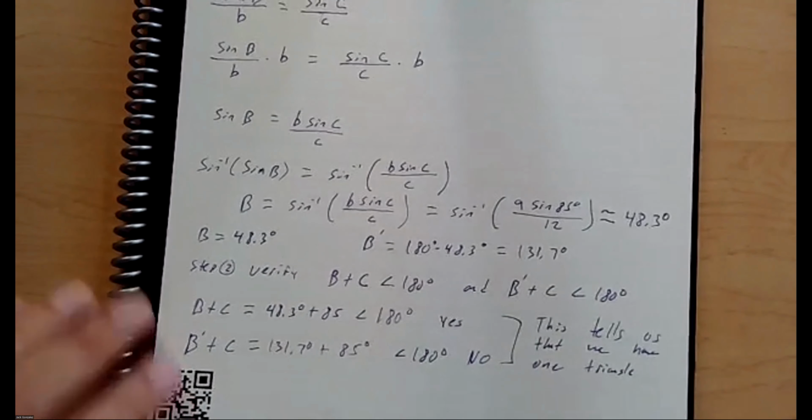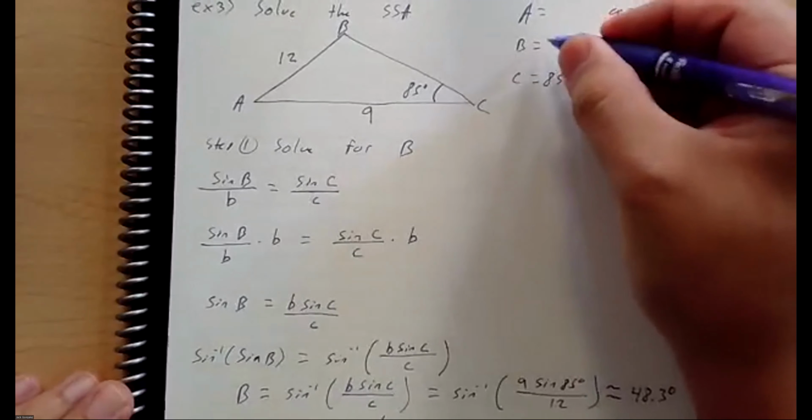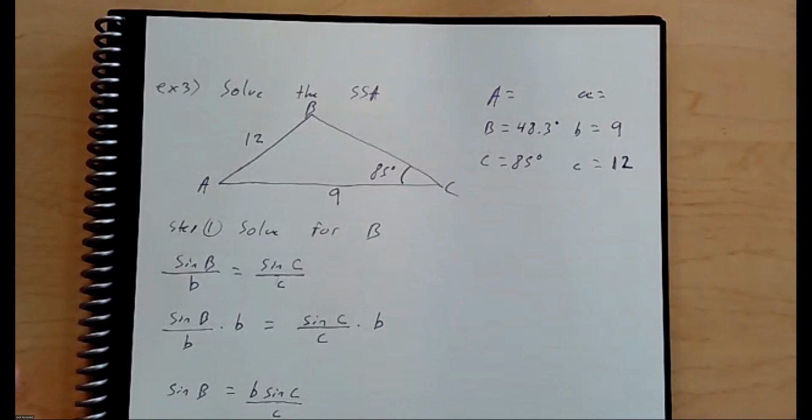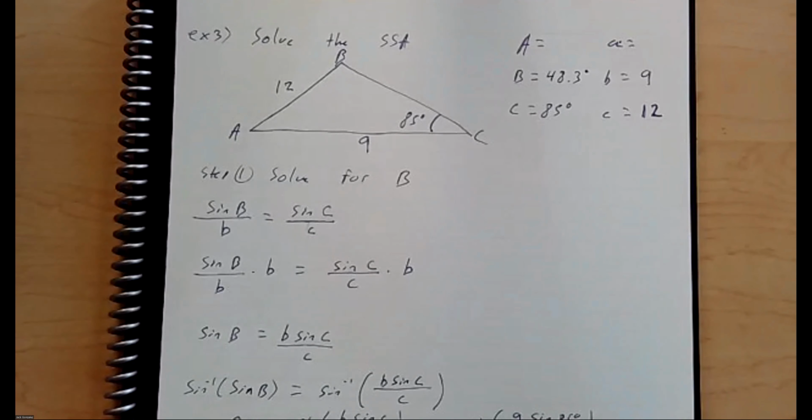All right, well, we got B, so we should go ahead and write it down. We can find A, no problem. Let's do that on the next page. Or do I have space there? Yeah.